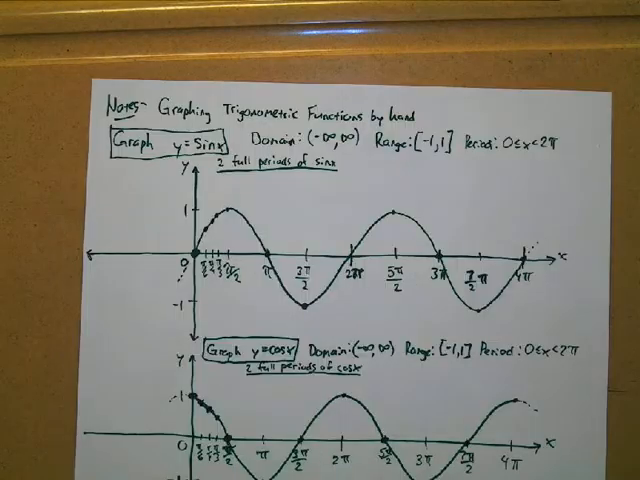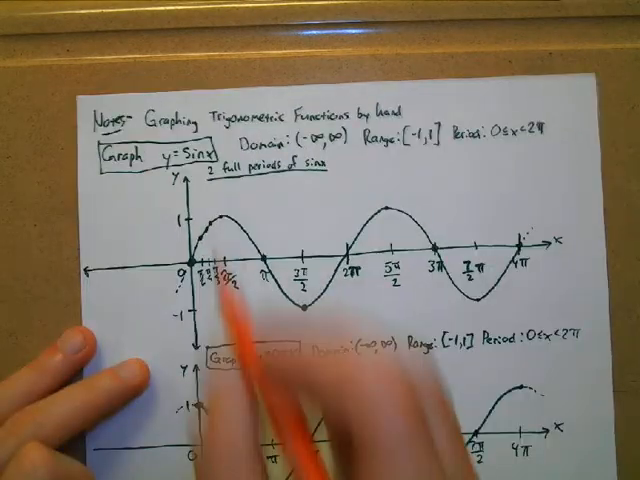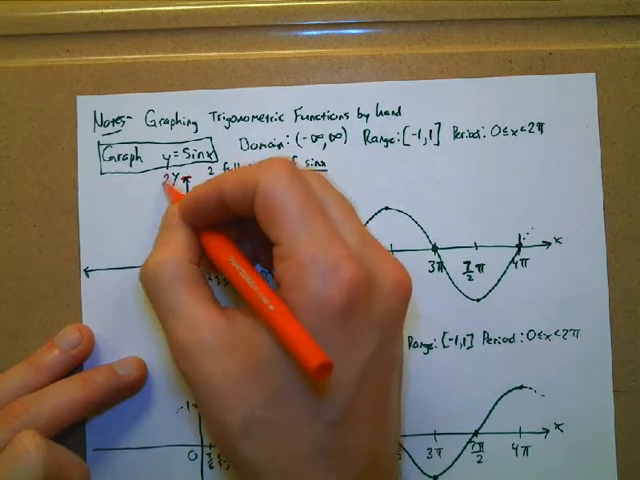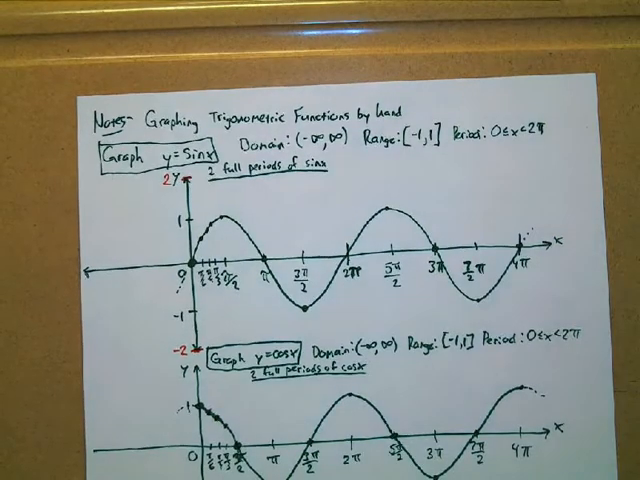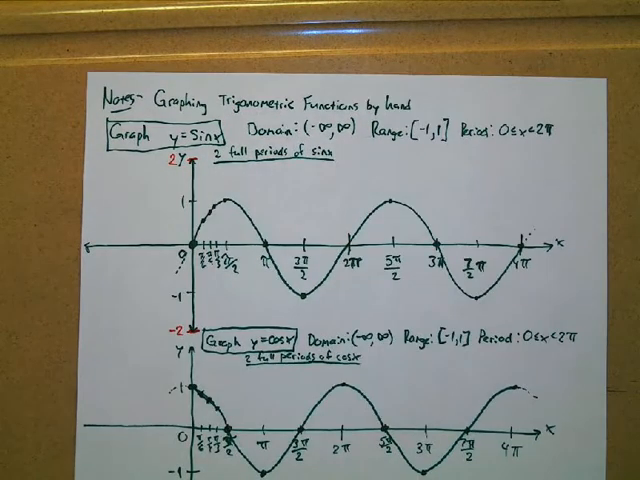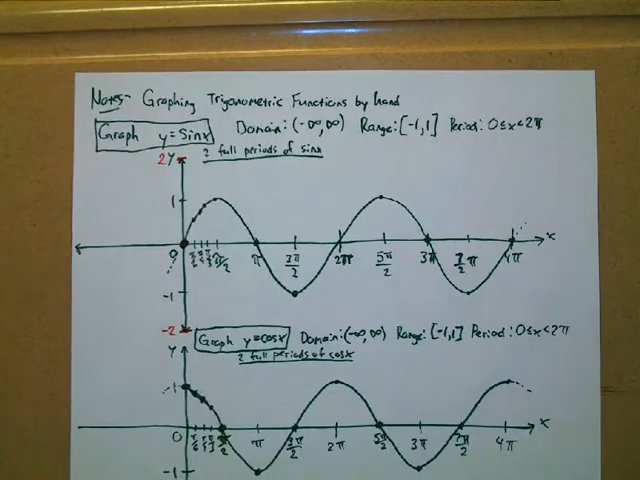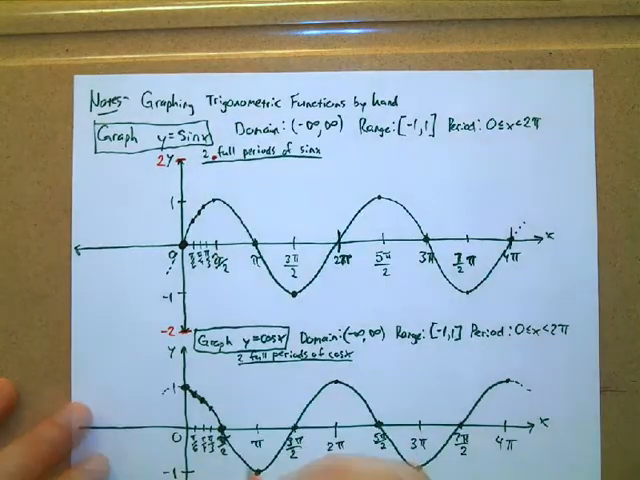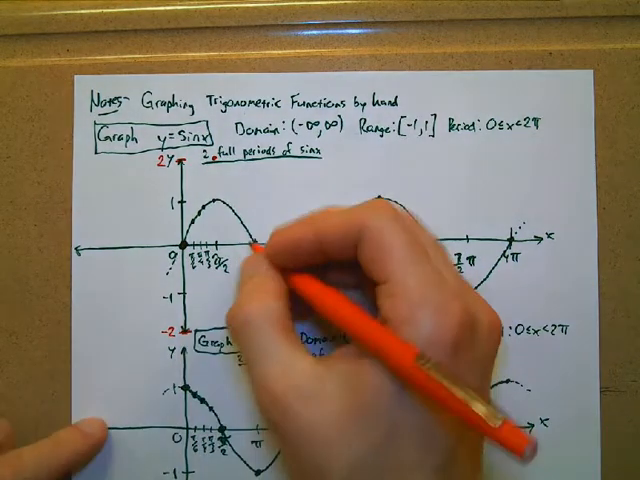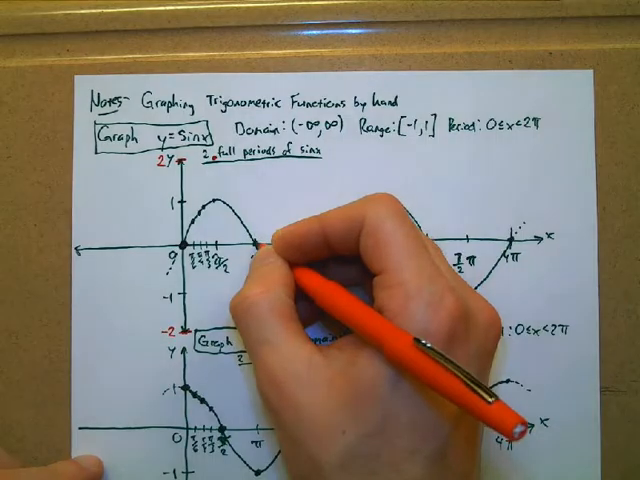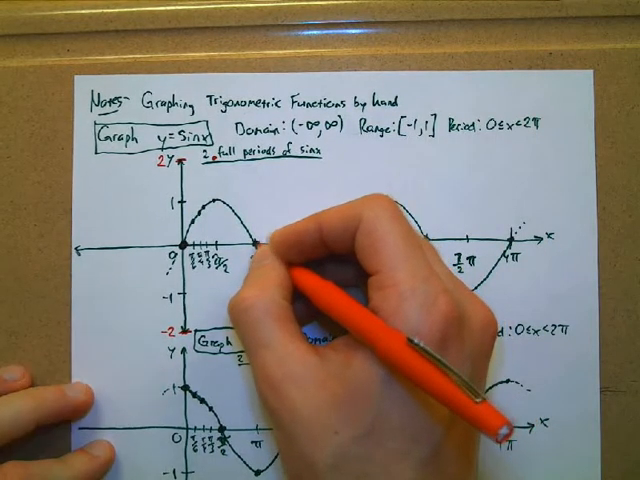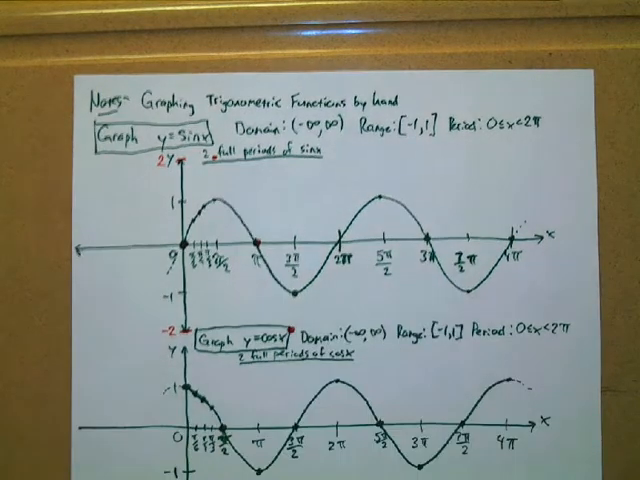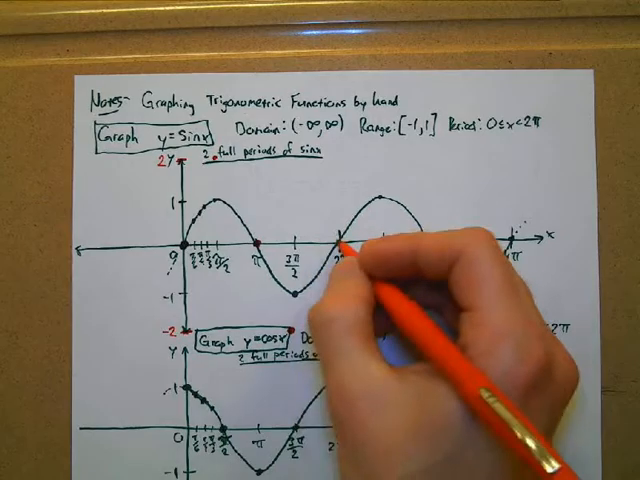Okay? So 0 is still 0, right? Sine of 0 is still 0. But sine of pi over 2 is no longer 1, it's going to be 2 now, so it's going to be up here. Sine of pi is still 0, so 2 sine of pi is still 0, so it's there. 2 sine of 3 pi over 2 will now be negative 2. And then 2 sine of 2 pi will be 0. And so we're going to go up like that. Like that. Okay. And again, you kind of follow the pattern.